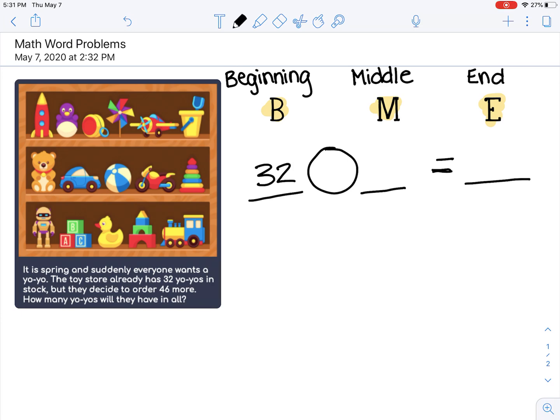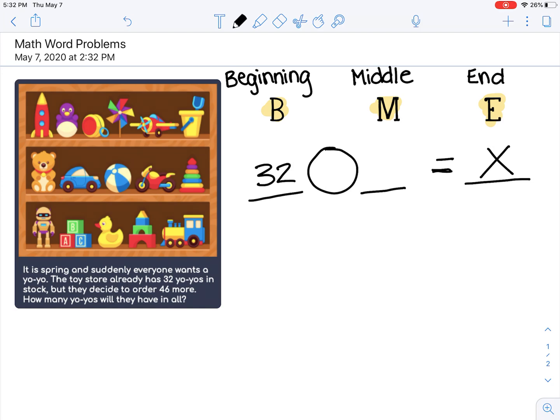So again, that's what we already know. How many yo-yos will they have in all? That's the part we don't know. They want us to figure out how many they will have in all. So we need to always decide, do they want us to figure out the beginning of the story? Do they want us to figure out the middle of the story? Or do they want us to figure out the end of the story? In this problem, they want us to figure out the end of the story. So we're going to put an X there.